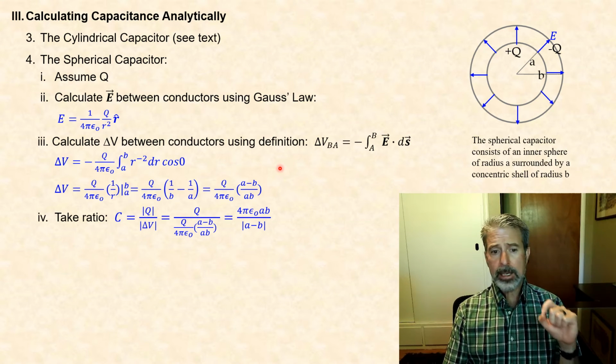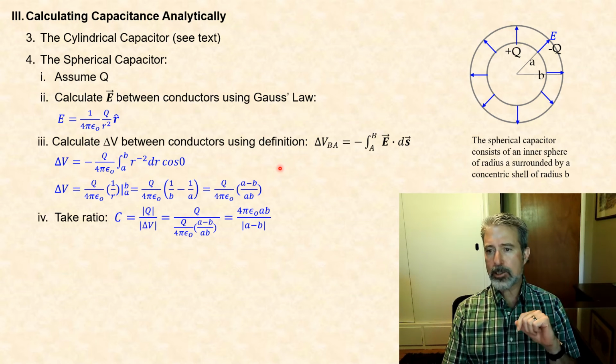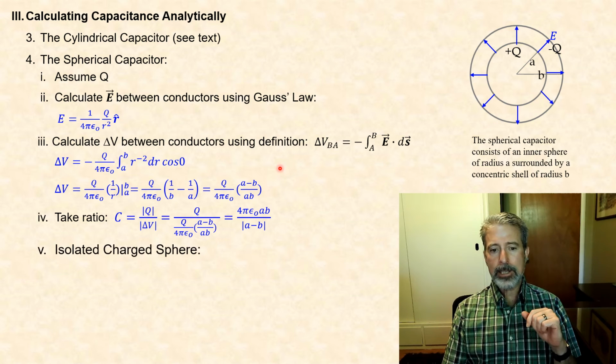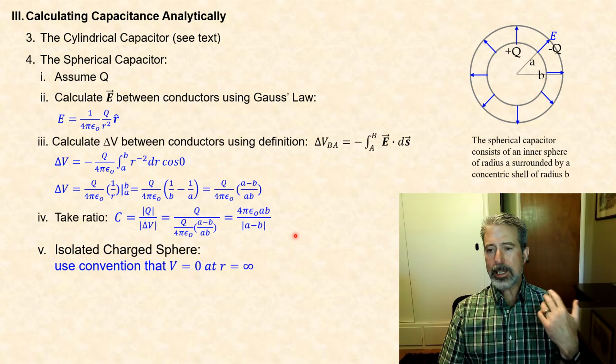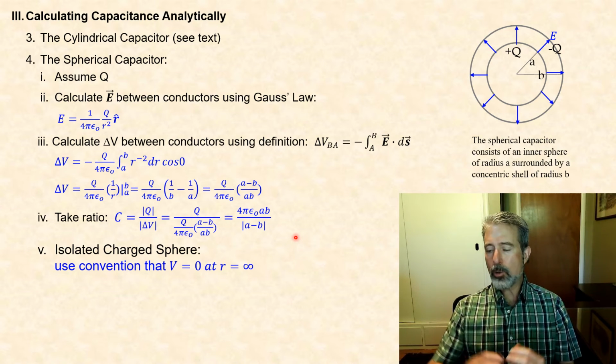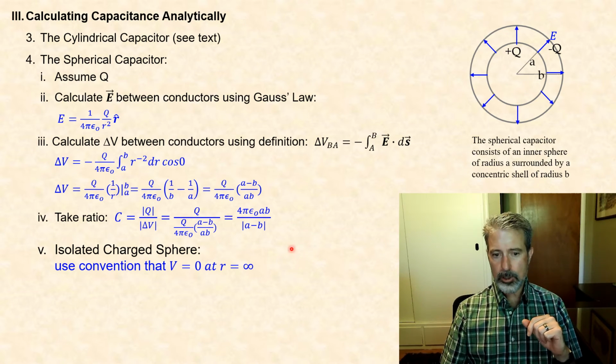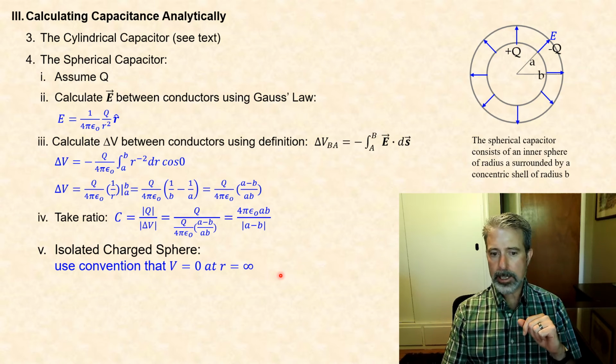All right, so given that, I want to take a look at what would happen if we had an isolated sphere, only one conductor. Well, we can still take the same approach here. Let's go through the calculation, and then I'll point to the significance of the result. But for an isolated sphere, remember we use the convention that the electric potential is zero when you're infinitely far away from the charge distribution, so at a position of infinity.